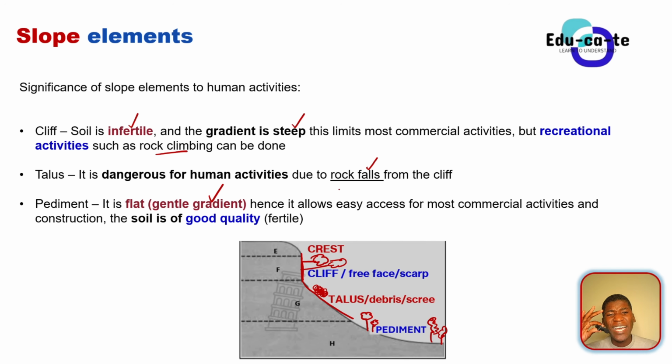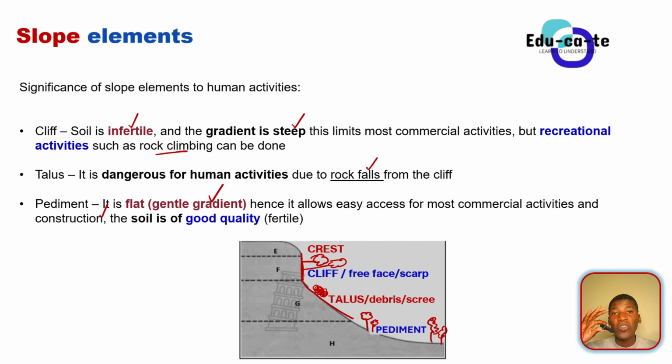So it allows for most commercial activities. It is easily accessible. There are no rocks falling there. It is very safe to use, as well as for construction. You can do a couple of constructions here at the pediment. You can build your houses there peacefully as well. There are people who reside at the bottom of the mountains, at the pediment of the mountains. So it is user friendly. You can work with it.